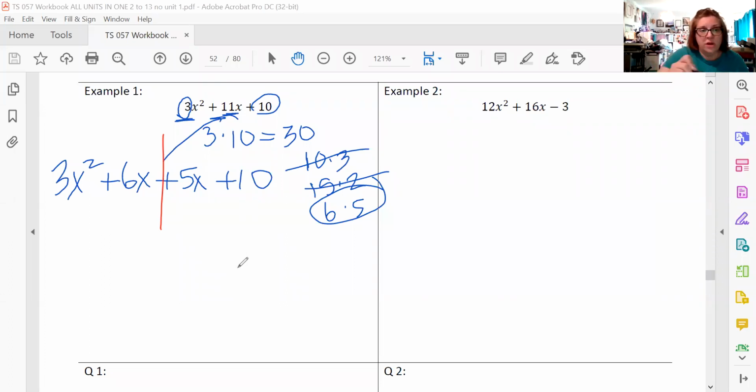Okay, 3x squared plus 6x. I'm going to take out 3x from both of those. So I'm left with x, and 6x, or 6 divided by 3, is 2.